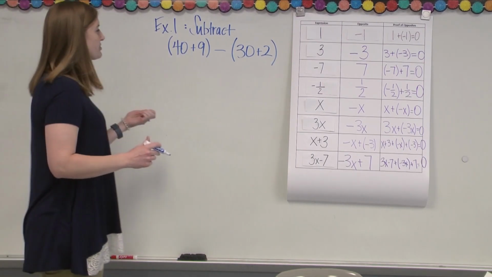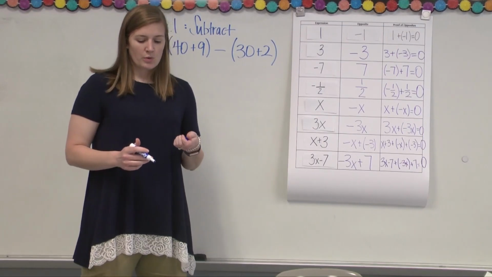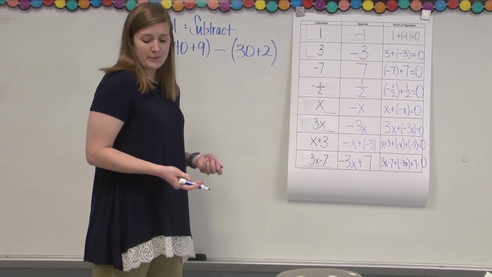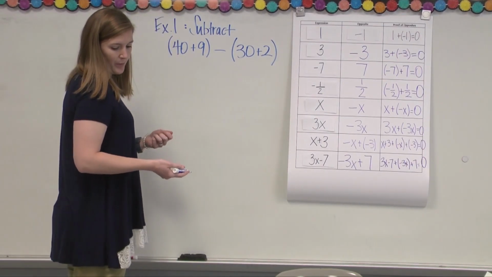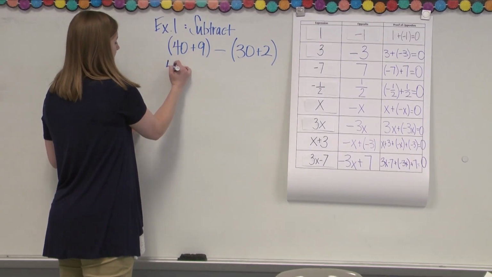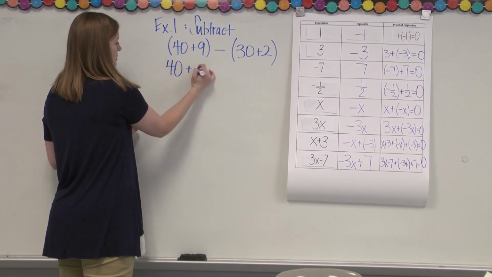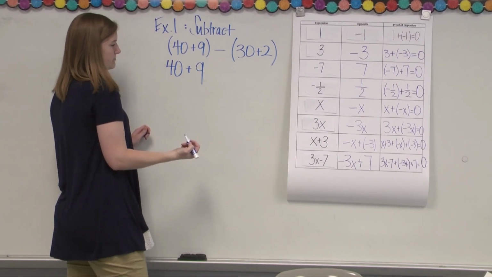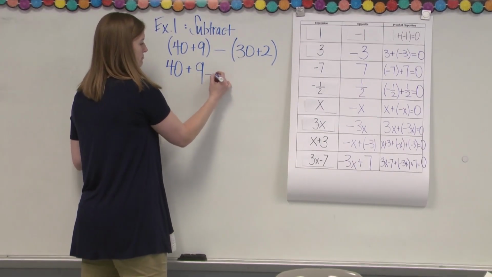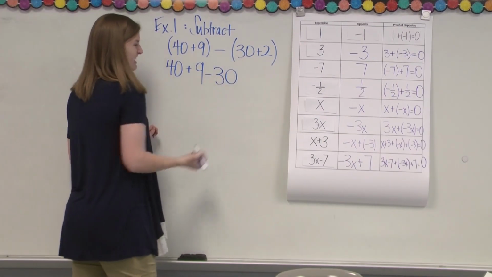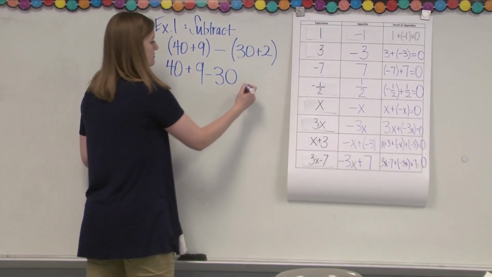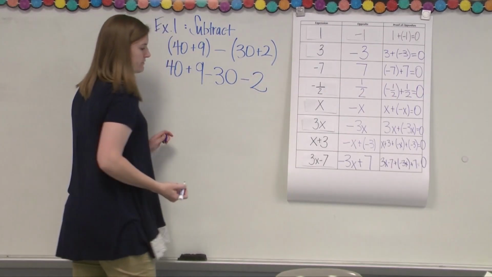Okay, so there's a couple different ways that we can do this. We can either use what we know about opposites. So if we're using opposites, we're going to keep our 40 plus 9, opposite of 30, negative 30, opposite of 2, negative 2.